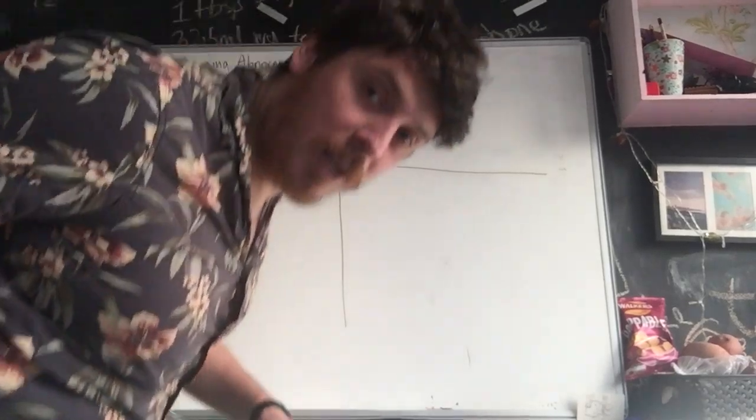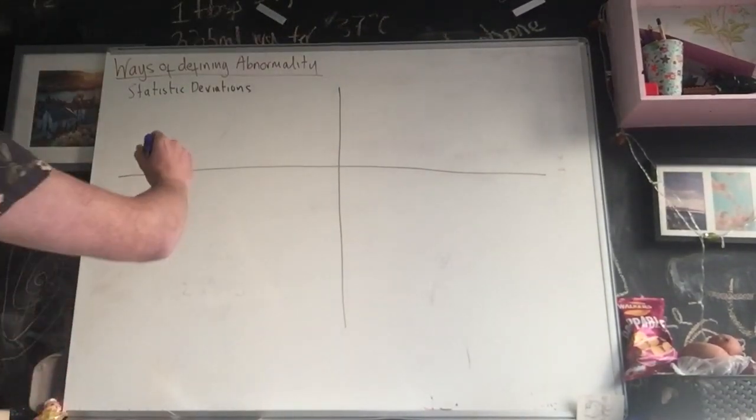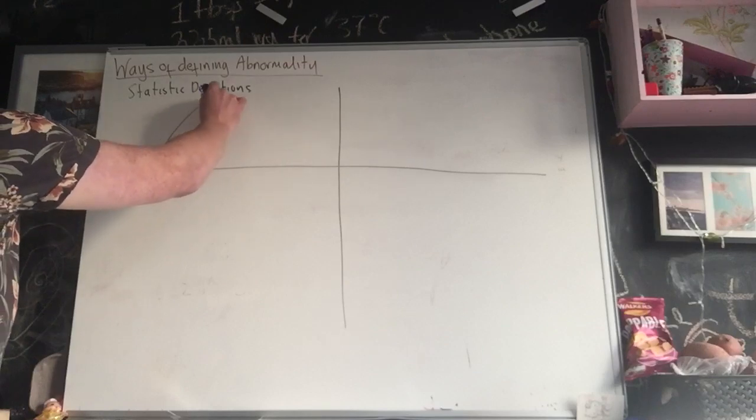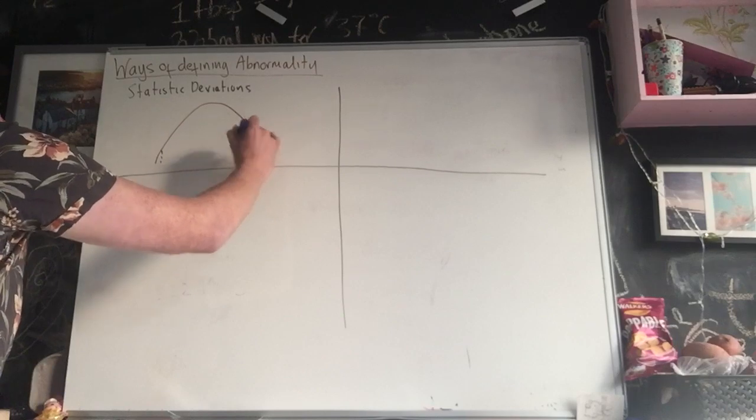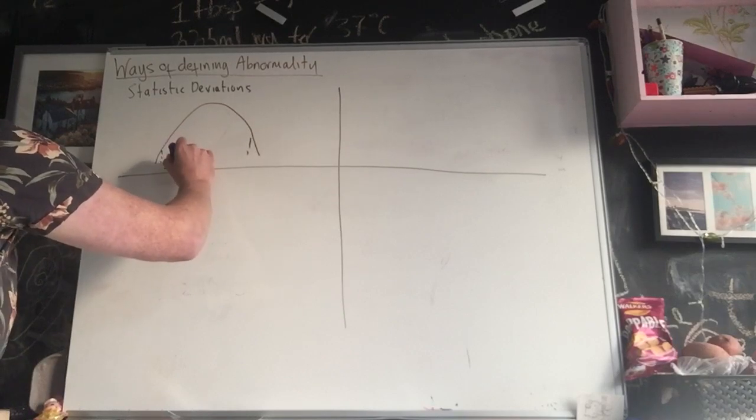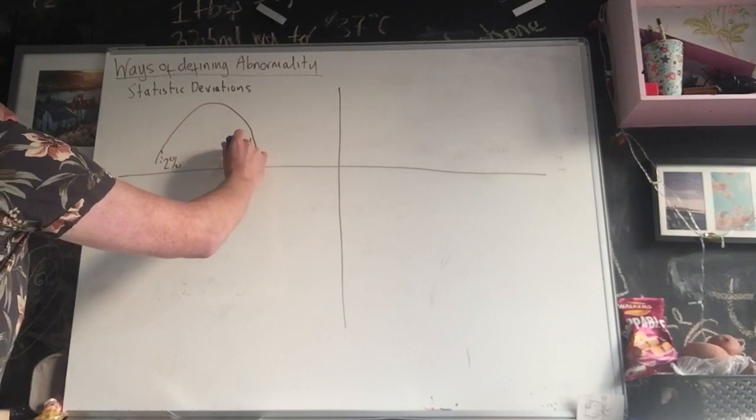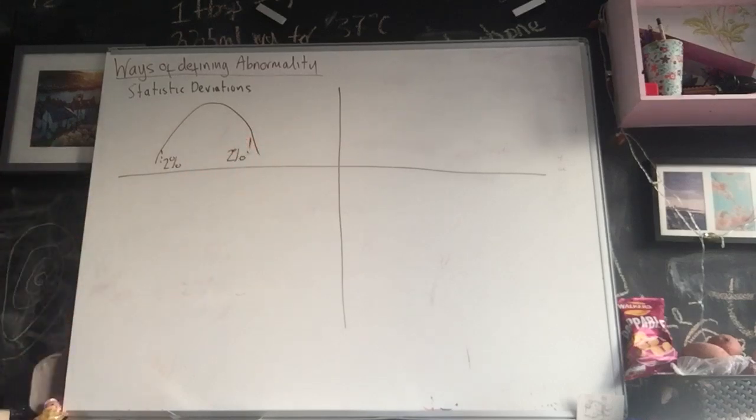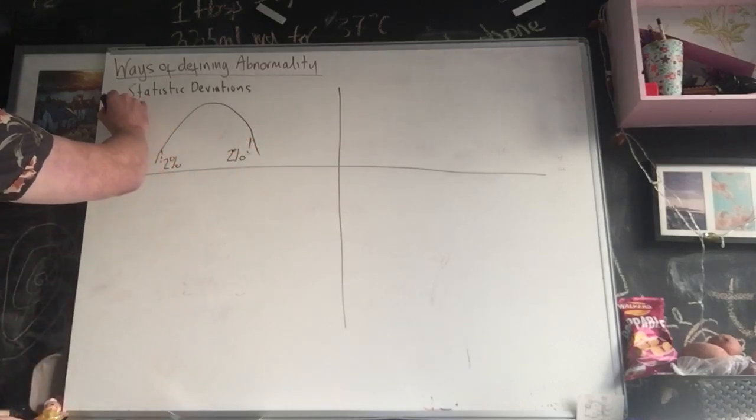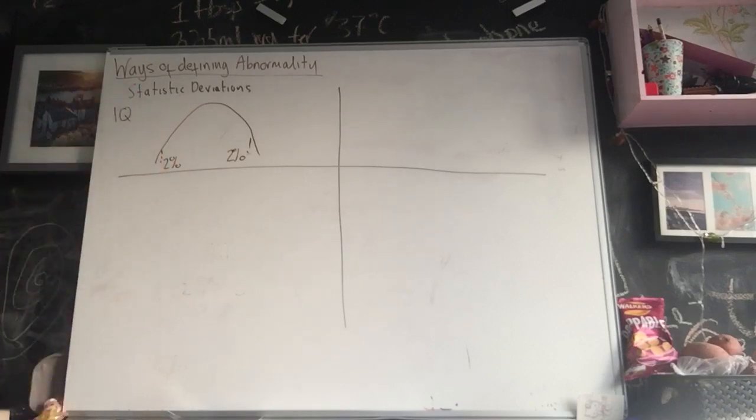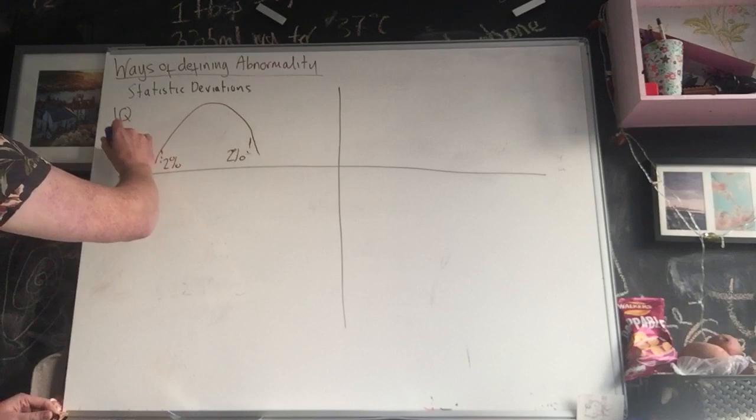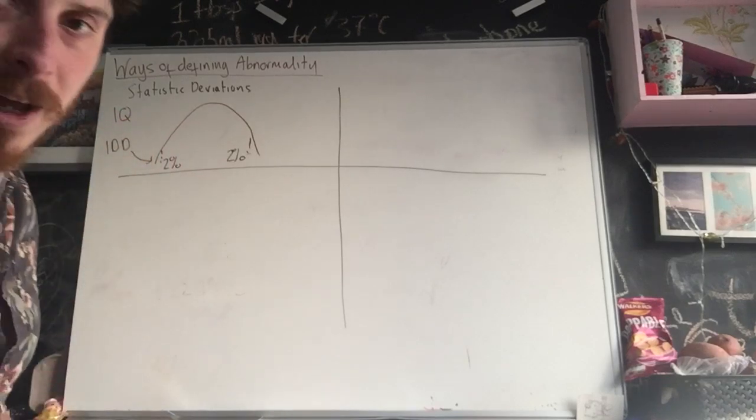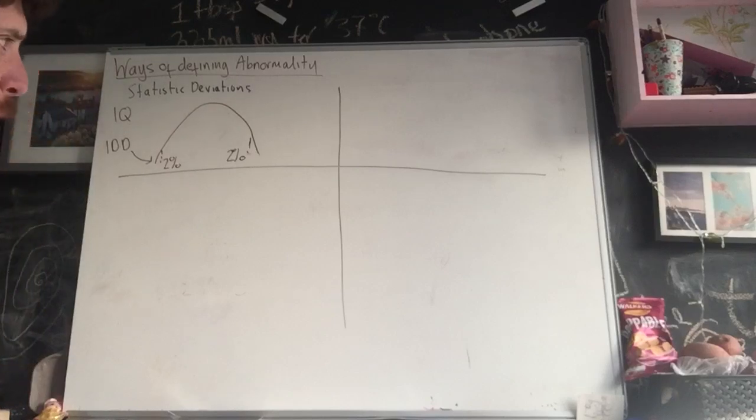Somebody may be considered to be abnormal if they are in the bottom 2 or top 2% of the population. If we look at intelligence quotient, or IQ, then somebody in the bottom 2% may be considered to be abnormal because they would have intellect deficit disorder.